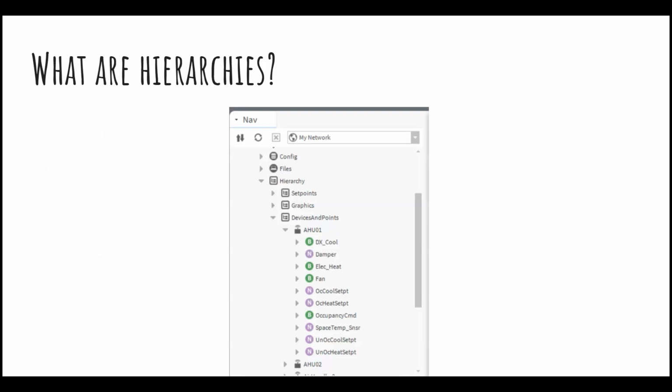And so right here, this is an example of a hierarchy that shows the devices and points. So pretty much it's going to take anything that is a device and then have the proxy points underneath it. Remember, proxy points are points that are a representation of something outside of the system.